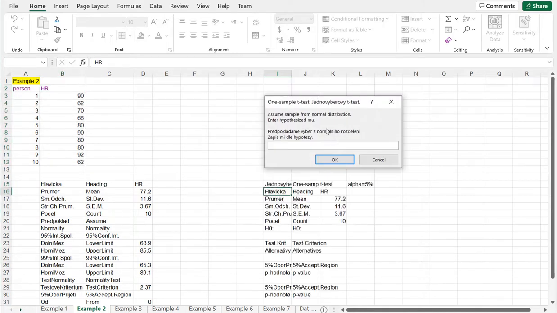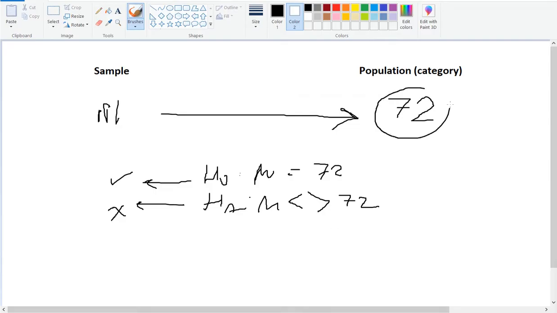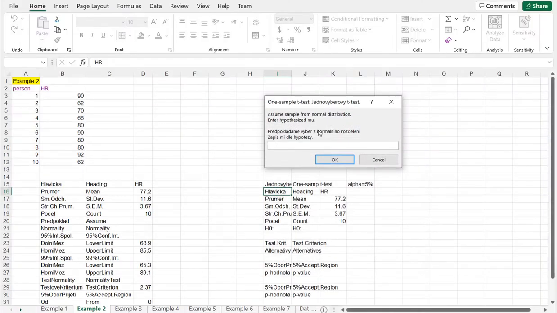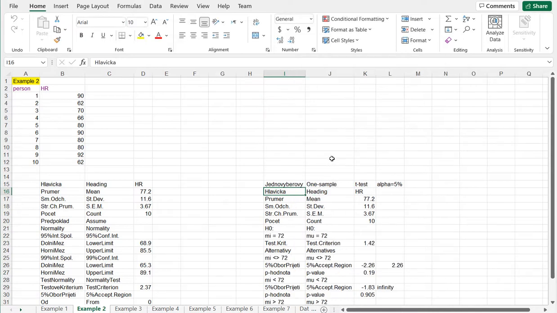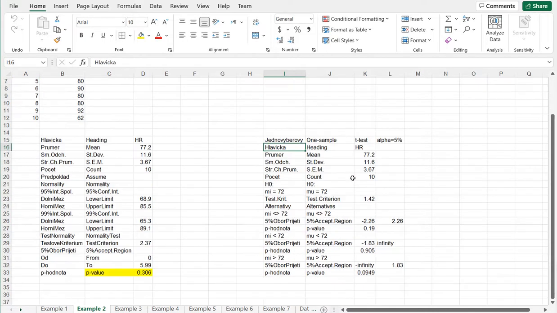Now it's assume sample from normal distribution. This is basically: enter the hypothesized mu. They're asking what number we have in the null hypothesis, and as we got from the question, it's 72. They're asking for the population's mu, the population's heart rate, because we are trying to see whether these people are from the population of people with an average heart rate of 72 or not. So it is 72. Be sure to enter that number right, because all of your answers afterwards depend on entering it correctly.